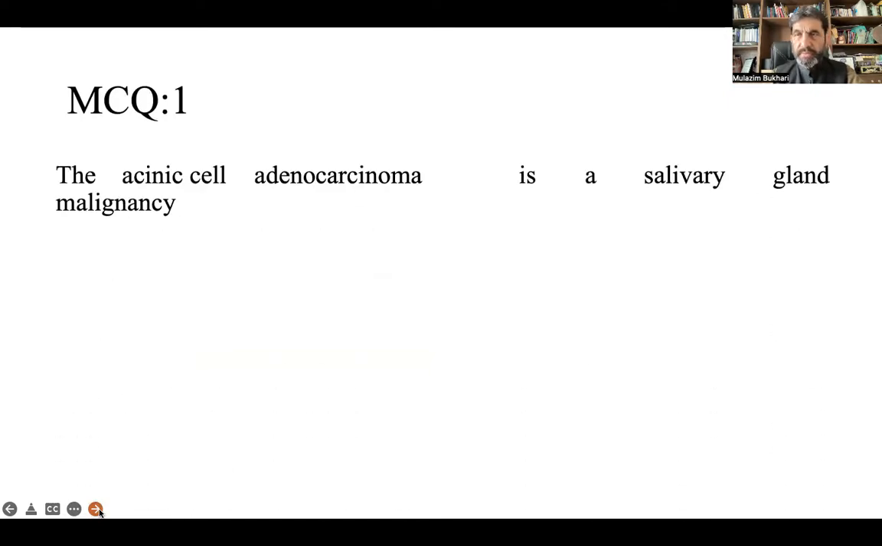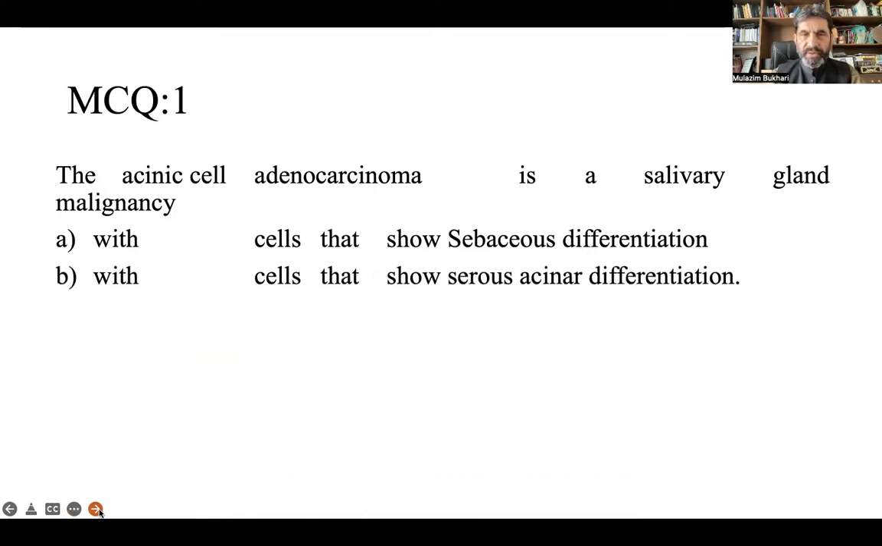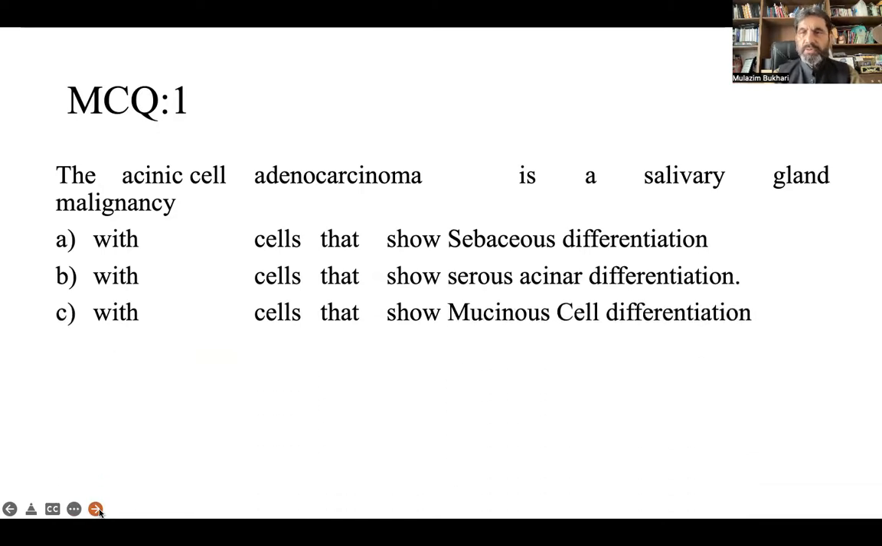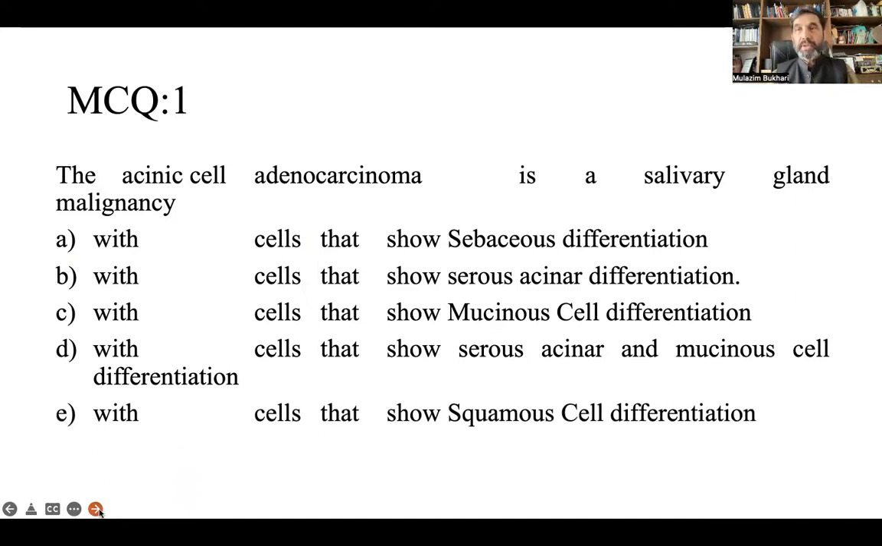Let's see the assessment of your previous two slides. Acinic cell adenocarcinoma is a salivary gland malignancy with cells that show sebaceous differentiation, cells that show serous acinar differentiation, cells that show mucinous differentiation, cells that show mixed acinar and mucinous differentiation, or cells of squamous cell carcinoma. We have given the answer in the previous two pictures, but anyhow, the answer is B.